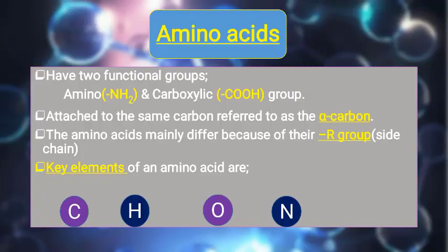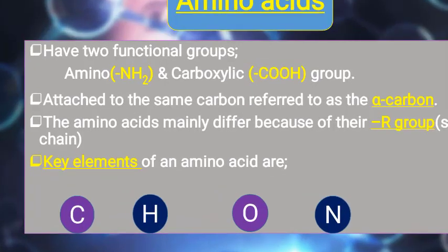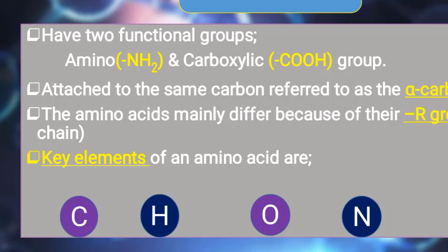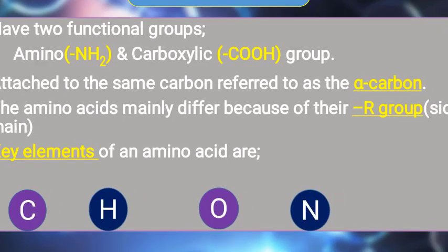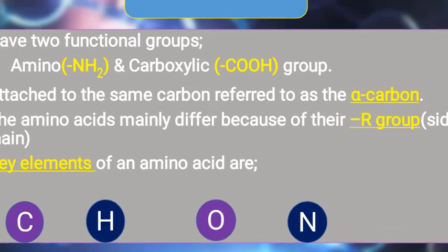Now first of all, what we need to know is what amino acids are. In chemistry, we define them as organic molecules having two functional groups, the amino and carboxylic group attached to the same carbon, which we refer to as the alpha carbon. And in biochemistry, it can be defined as building blocks of proteins. Now the key elements of an amino acid are carbon and hydrogen because of their organic nature, oxygen because of the carboxyl group, and nitrogen because of the amino group.